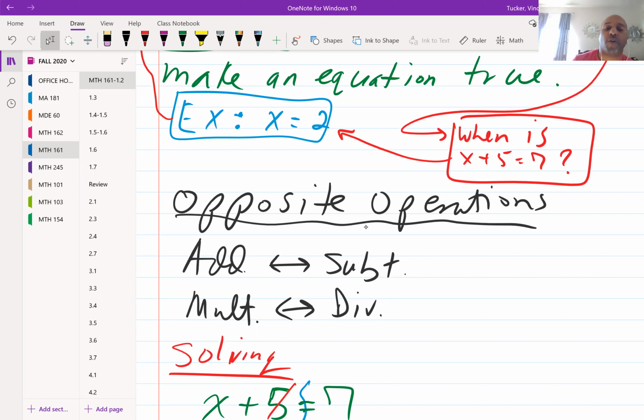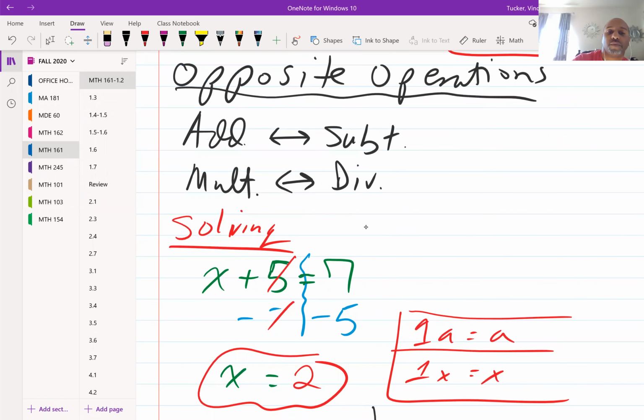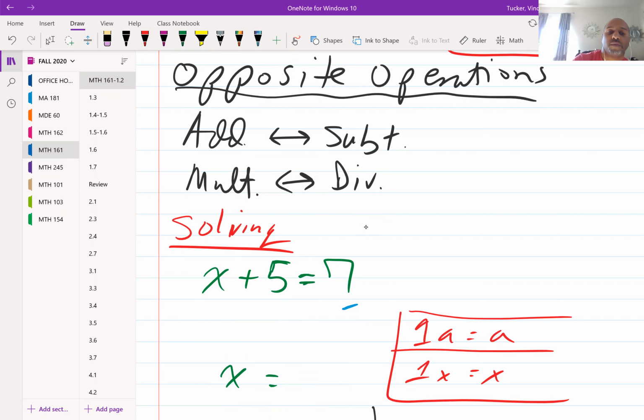Opposite operations, we'll be solving by what I call opposite operations. That's when addition and subtraction are opposite of each other. In other words, the operations that undo what the other one does. Same thing with multiplication and division. They undo what the other one does. So if you're talking about solving, your goal is to get your variable by itself.